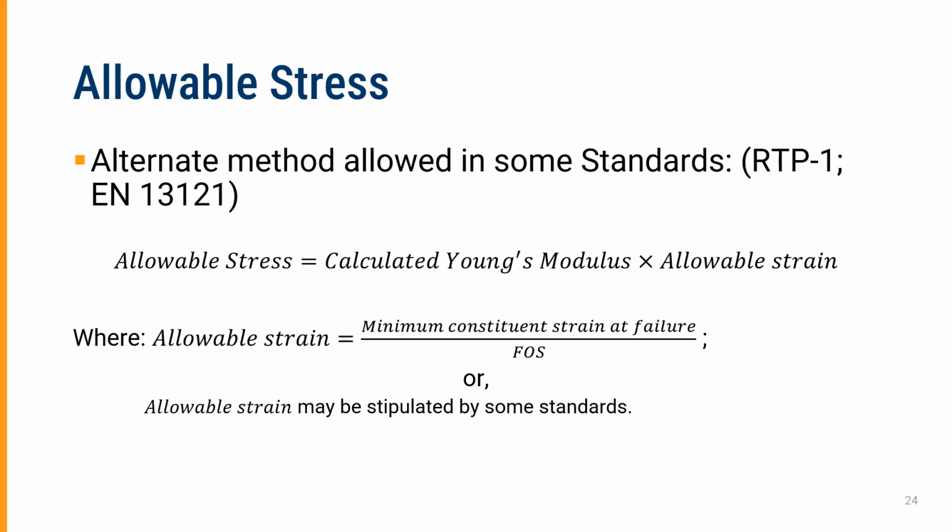An allowable strain is typically the minimum constituent strain at failure, and by the way, this is normally the polymer that has the lowest strain at failure. Surprisingly, it's not the glass, but it's usually the polymer when they're new, divided by the factor of safety. Or, in fact, some standards may stipulate the allowable strain. And in fact, in the example, we have both RTP-1 and EN 13121 both have sections where they do stipulate the allowable strain value.